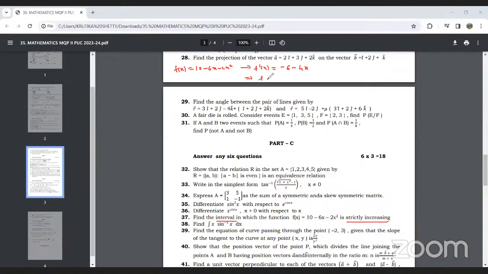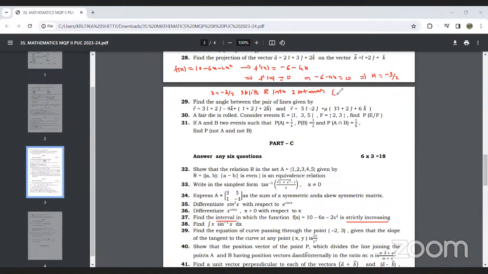What we are doing is we are equating f dash of x to what? 0. So when we equate f dash of x to 0, we get minus 6 minus 4x is equal to 0, or on simplifying we get x is equal to minus 3 by 2. Based on this point we can get two intervals. x is equal to minus 3 by 2 splits the set of real numbers into two intervals. So we will get two intervals.